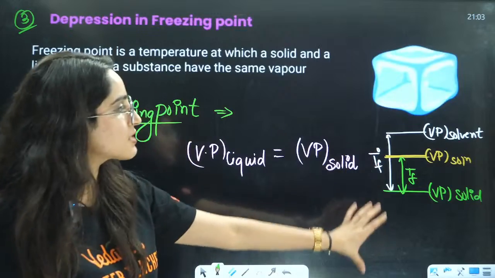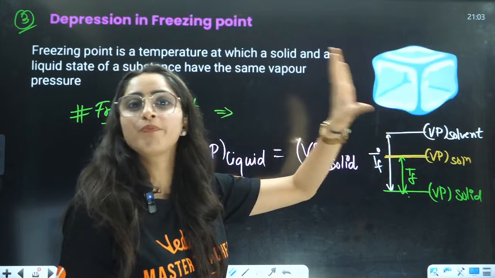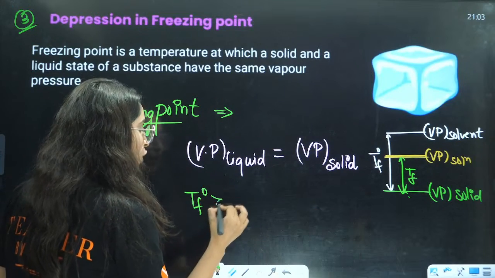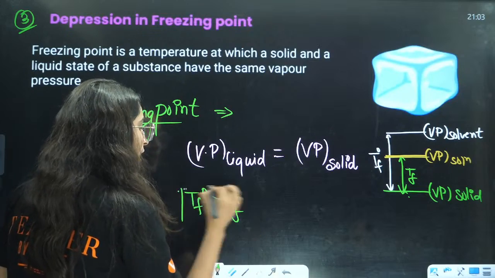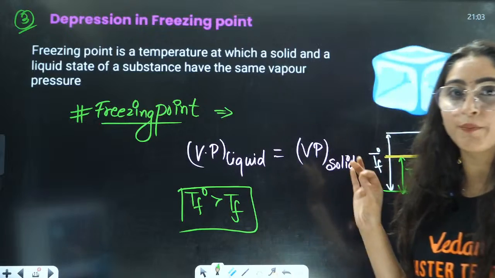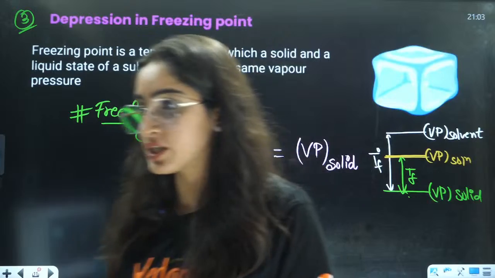So you can easily see earlier this was the jump. Now this is the jump. That means the jump is less. That means you can see that TF naught is greater than TF because there is decrease in freezing point. That is why it is called depression in freezing point, right?